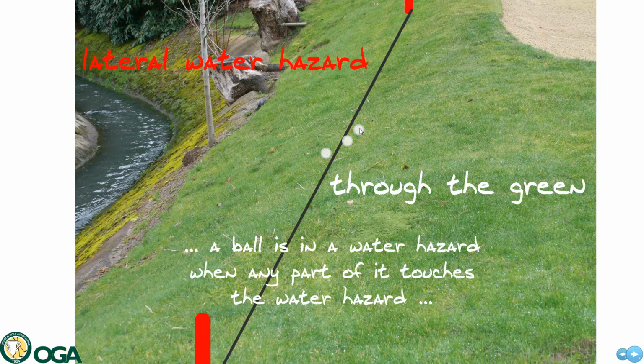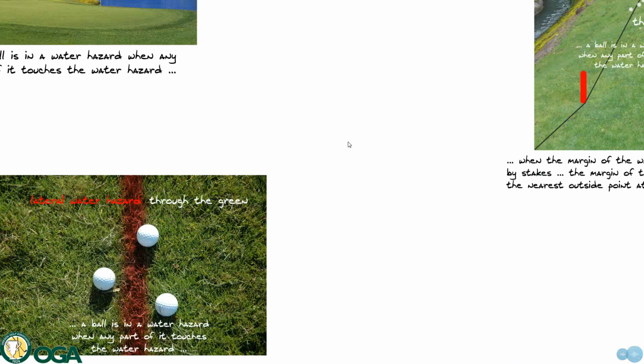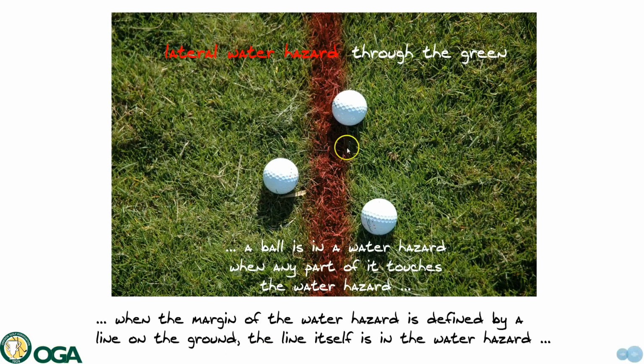The ball on the right is through the green. The ball in the middle, part of it is touching the water hazard. Therefore, it is in this lateral water hazard. With respect to a line, remember the line itself is in the water hazard. The ball in the middle, well, it is in a lateral water hazard. The ball on the right is through the green. This ball at the top, part of it is touching the lateral water hazard, therefore that ball is in the lateral water hazard.